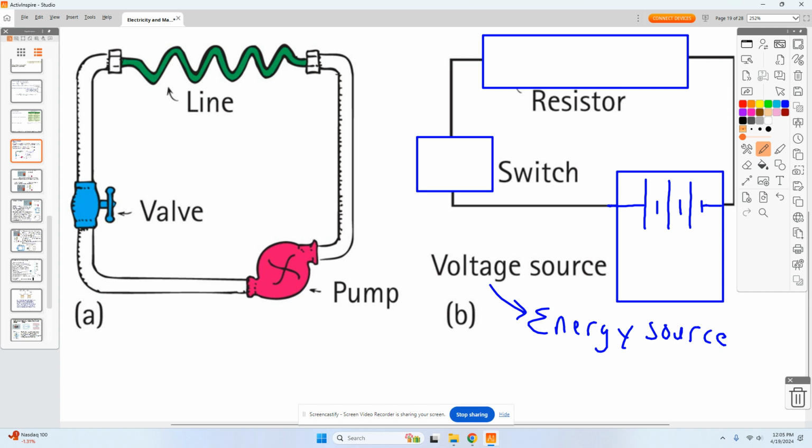A valve for a mechanical system, you open or close that, that will either allow water to flow or block it off. That's analogous to a switch. And that's what we would draw for a switch. And I'm going to draw that the way that you would draw it, which is that you would have 2 circles and then a line drawn like so. That'd be a switch.